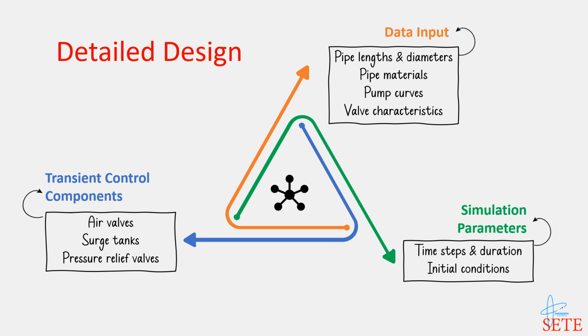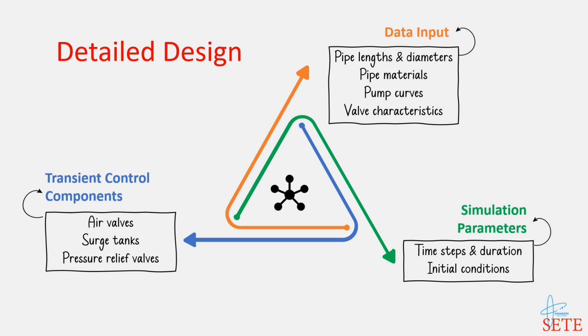Once we've completed the high-level design, we move into the detailed design phase. This is where we get into the specifics of how the system will be built and how it will respond to transient events. The data input: in this stage, we enter detailed data into the model, such as pipe length, diameters, roughness coefficients, pump curves, and valve characteristics. In Bentley Hammer, this is where we also set boundary conditions and define the initial water levels, pressure, and flow rates.